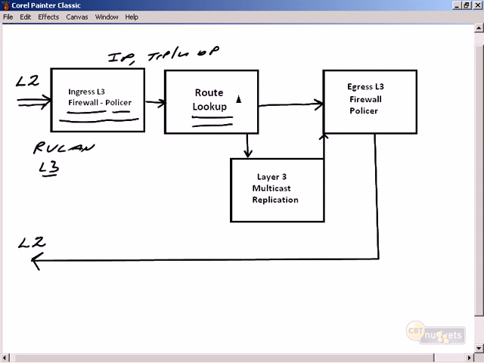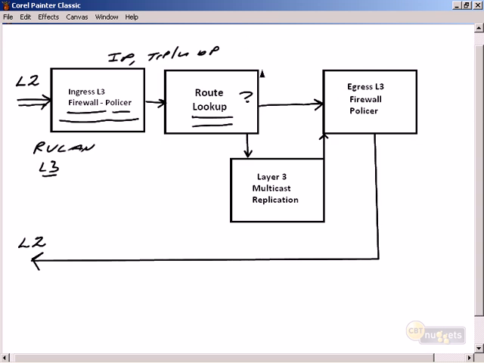So what do we do in the route lookup phase? Well, here we're looking up the longest match, okay? A longest match lookup against the destination IP address to figure out what outgoing interface or next hop, or maybe we're going to take some other firewall action.